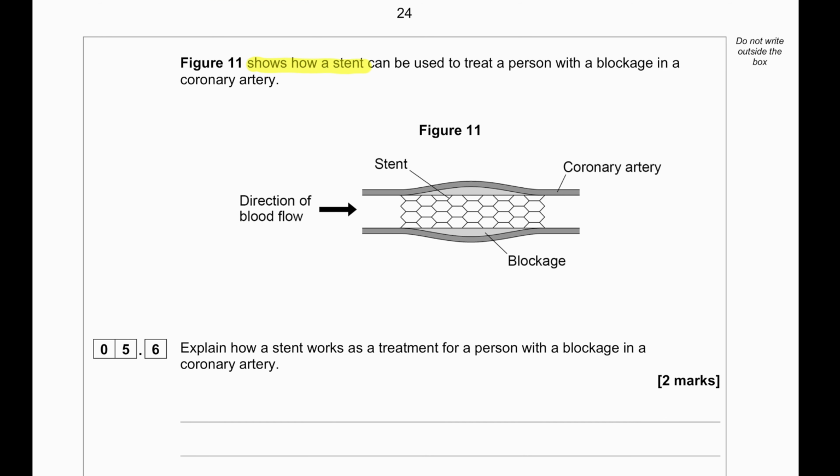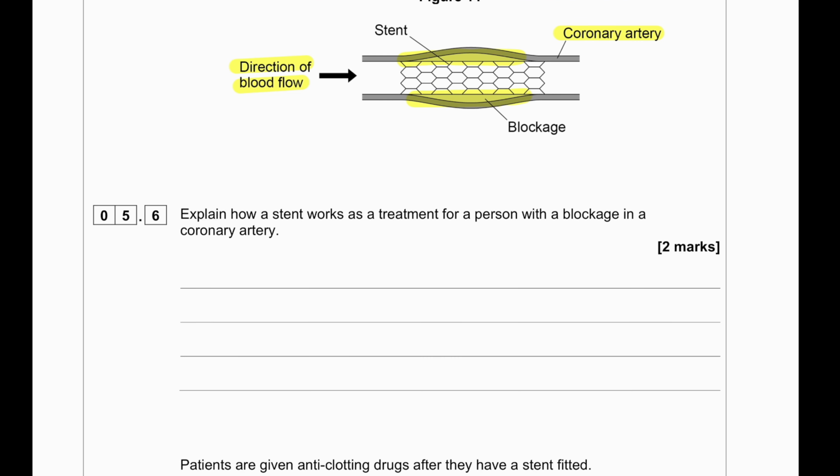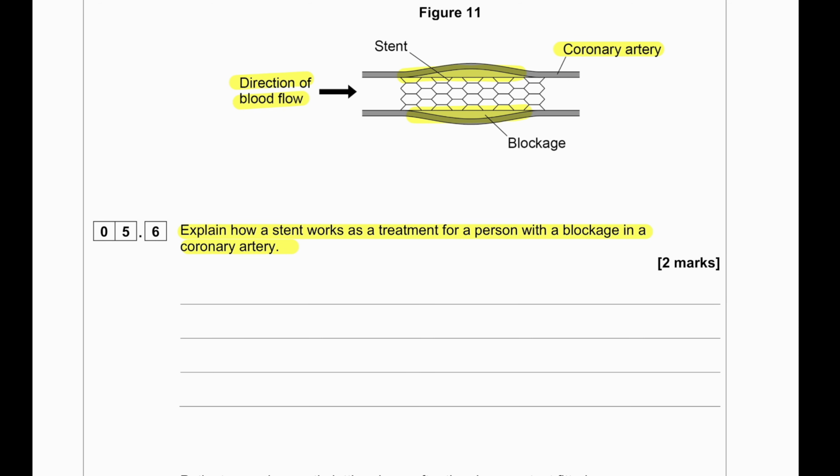Figure 11 shows a stent can be used to treat a person with a blockage in the coronary artery. Direction of blood flow, and we can see the stent is opening up the blockage and making the blood flow normal in the coronary artery. Explain how a stent works as a treatment for a person with a blockage in the coronary artery. The stent, as we can see in the figure, is widening the artery so more blood can flow through the artery without any restriction.